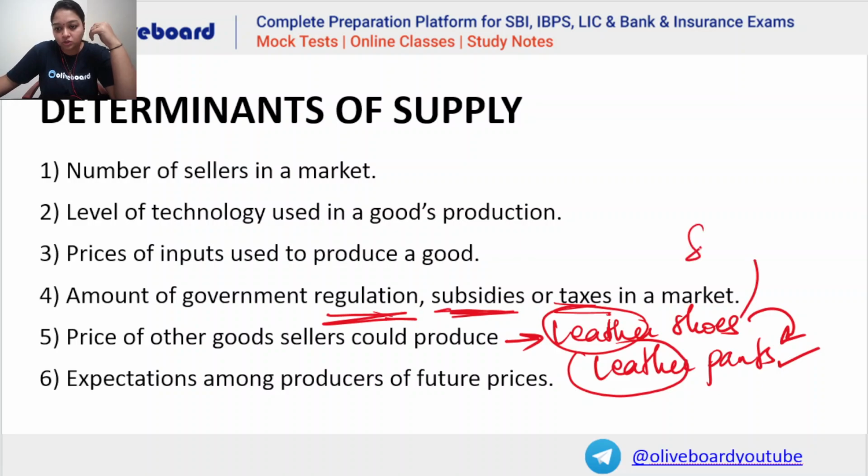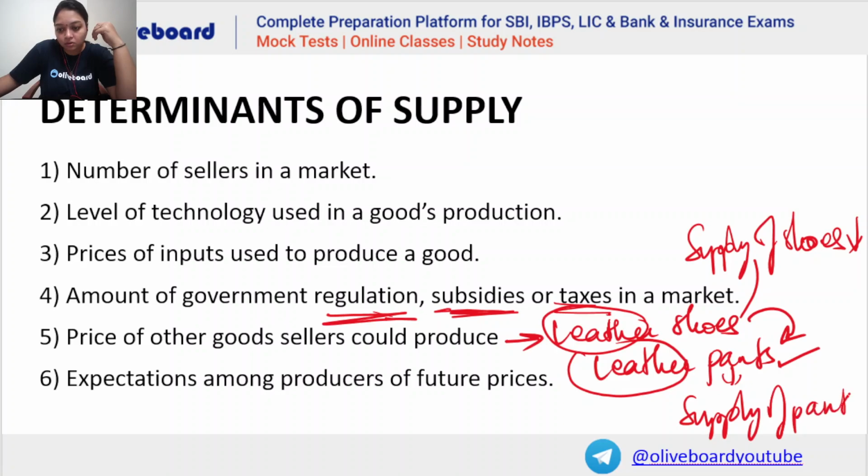Then what happens to the supply of shoes? Supply of shoes reduces, whereas supply of pants increases, right? But here there is no change in the price of shoes, there is only a change in the price of leather pants. Still, it is affecting the supply of shoes. So this is what they are talking about in the fifth point.